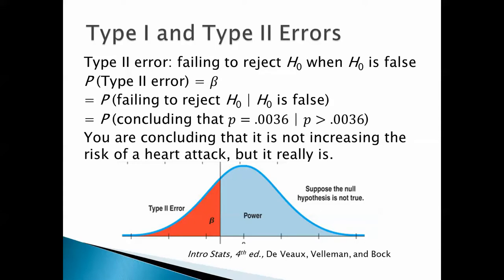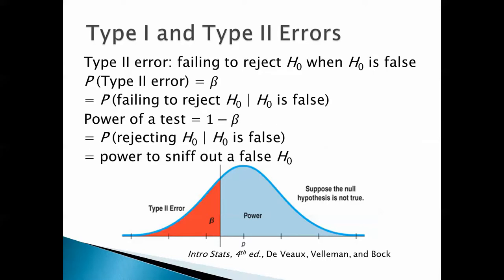Type 2 error, that's failing to reject H0 when H0 is false. The probability of a type 2 error is beta. In the context of the problem, you're failing to reject H0. You're concluding, oh yeah, P is about 0.0036 when H0 is false, when P is really greater than 0.0036. In other words, you're concluding that Avandia is not increasing the risk of a heart attack, when it really is. You don't want to do that. So yeah, that'd be bad, because you might have people taking Avandia when they really shouldn't be. Maybe that drug shouldn't be on the market.